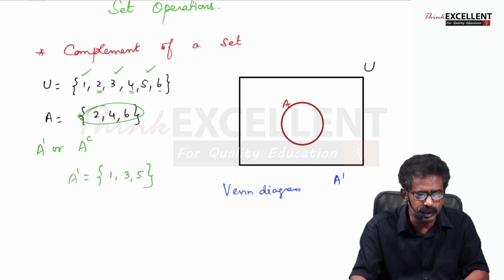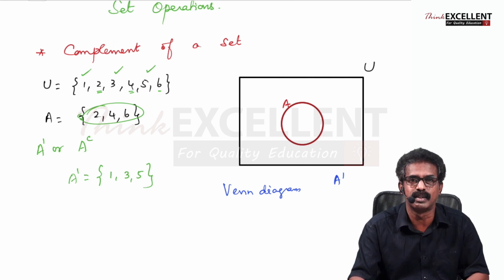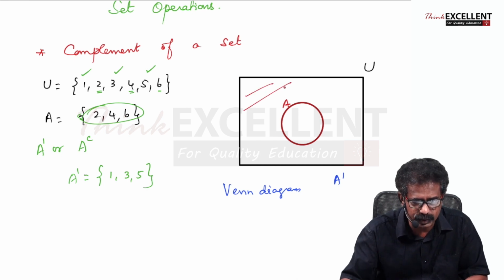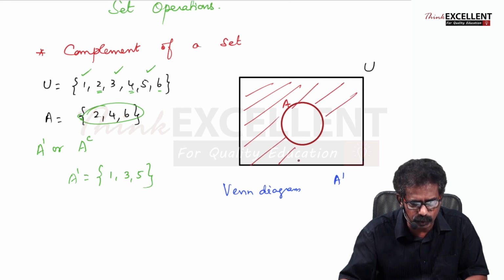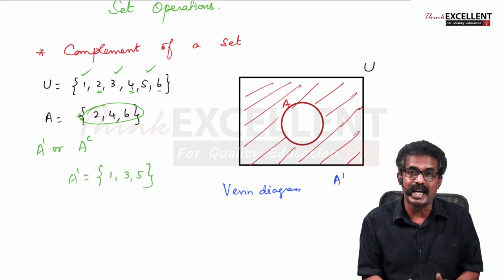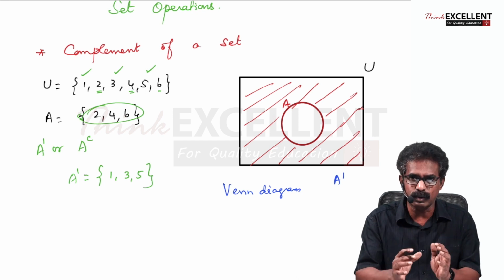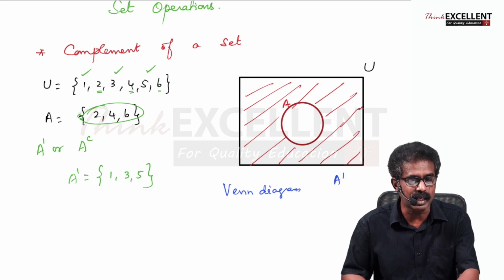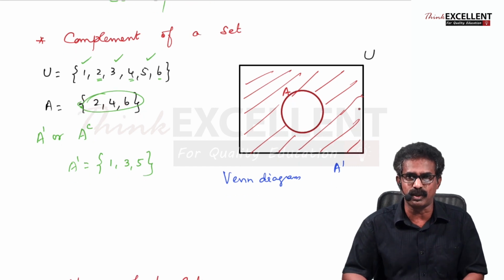A dash means don't take these elements, take all the remaining elements. So leave that circle, and take all the outside elements. That is A dash. So this portion I am shading now is A dash. Are you able to understand? This is how you have to shade in a Venn diagram. A is one set, leave that one, and shade all the remaining portion. That is A dash or A complement. This is the complement of a set. I think you are thorough with that.